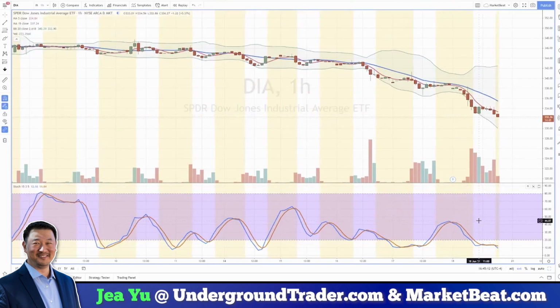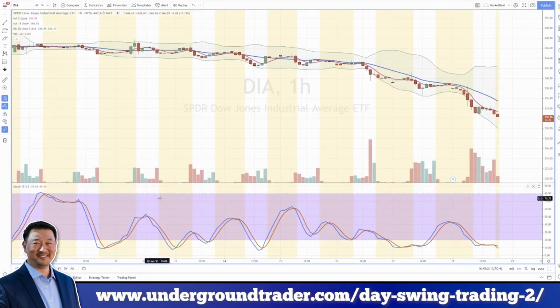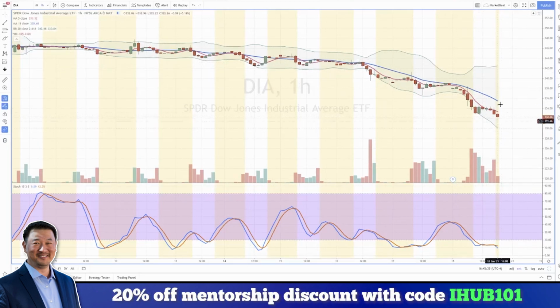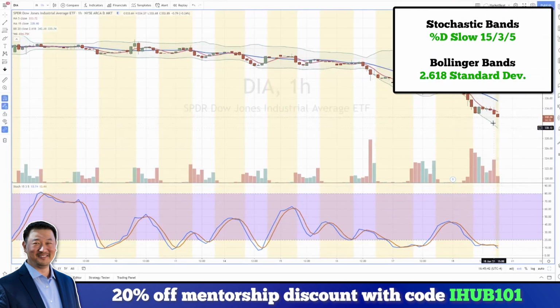Now, every charting platform kind of has a different stochastic setting. I use a percentage D slow. 15-3-5 is the setting on TradingView. Some charting platforms only ask for two inputs. So if you only have two, use a 15.3 or a 15.5. All right. And then as far as the price chart is concerned, instead of the standard 2.0 standard deviations, I use a 2.618 standard deviation.